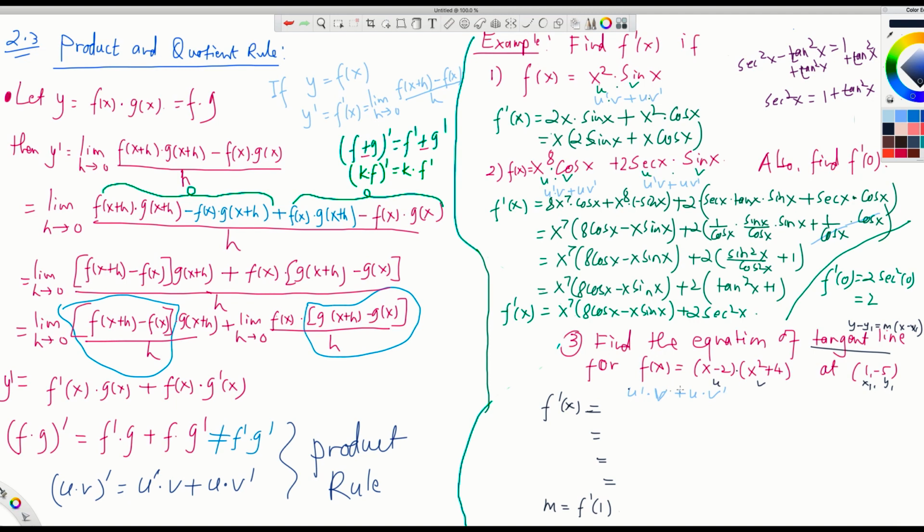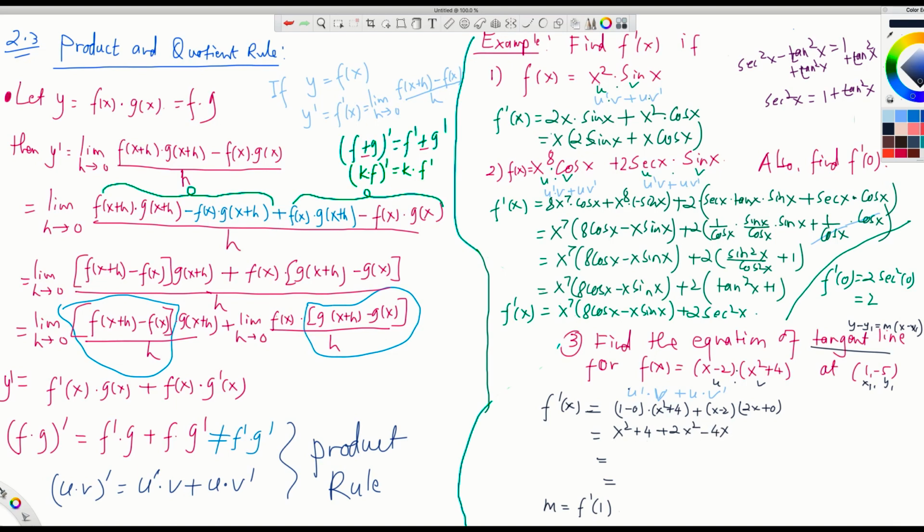Now the product rule: the derivative of u times v is u prime times v. U prime, the derivative of x minus 2. Derivative of x is 1, right? And then minus 0. And then times v, which is x squared plus 4. That's what you get. Plus u, which is x minus 2. And what is the derivative of v? Derivative of x squared is 2x plus 0. So what you get is basically x squared plus 4, and the 2x plus 0 is 2x. Now you distribute that 2x with x minus 2. That will be plus 2x squared minus 4x.